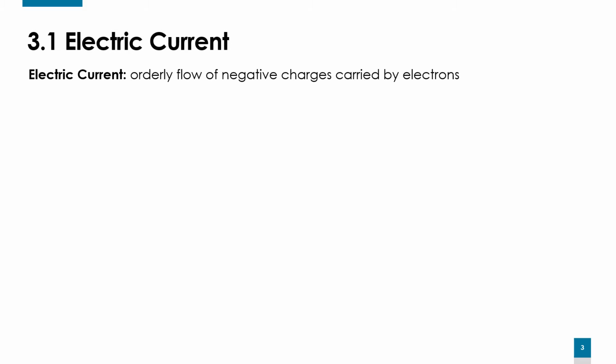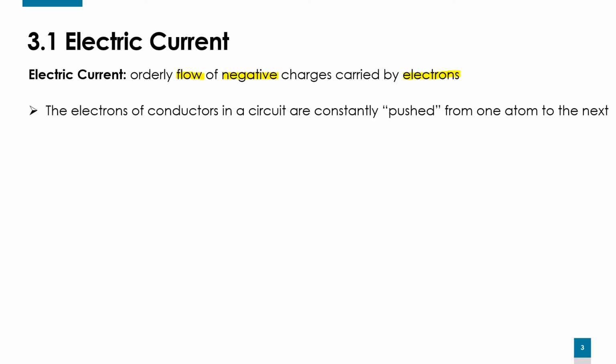And what's electric current? How do I create electric current? Electric current is the orderly flow of negative charge. Who has negative charge in the atom? The electrons. So who moves to create electricity are the electrons. So I create electric current because who moves are the electrons. So the electrons of conductors in a circuit are constantly pushed from one atom to the next. It's like if you have a group of people and one person is pushing the next. That's how it works a little bit, okay? So the electrons in the conductors are constantly moving, pushed from one atom to the next, okay?